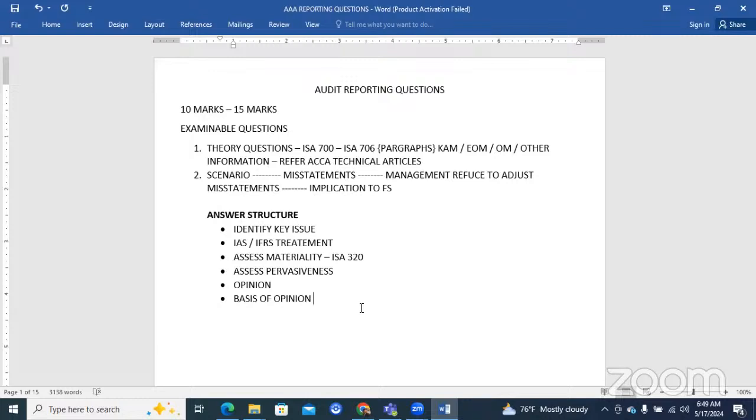Today, I'll do one question. I'm going to use the same answer structure. First, copy these points, examinable questions. Then I'll move to the third examinable question after that. First, copy this.